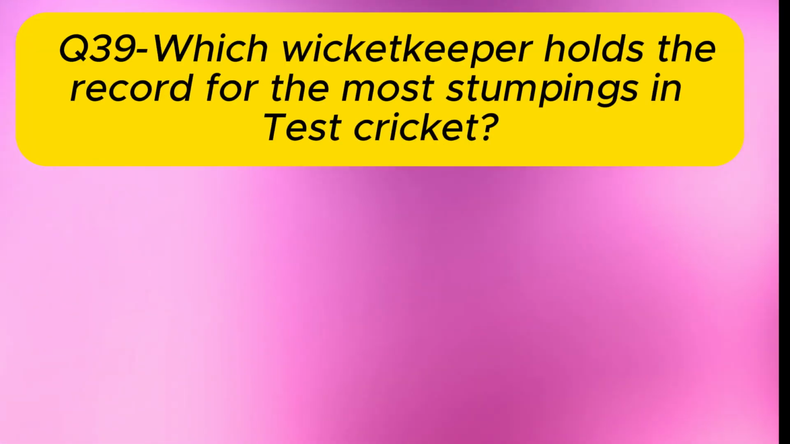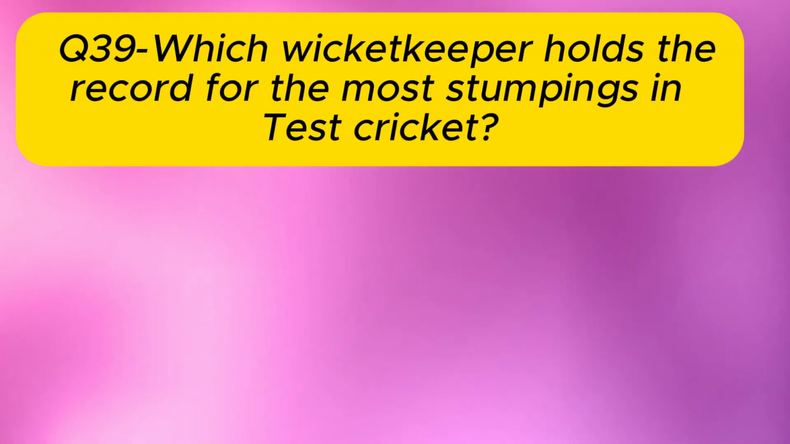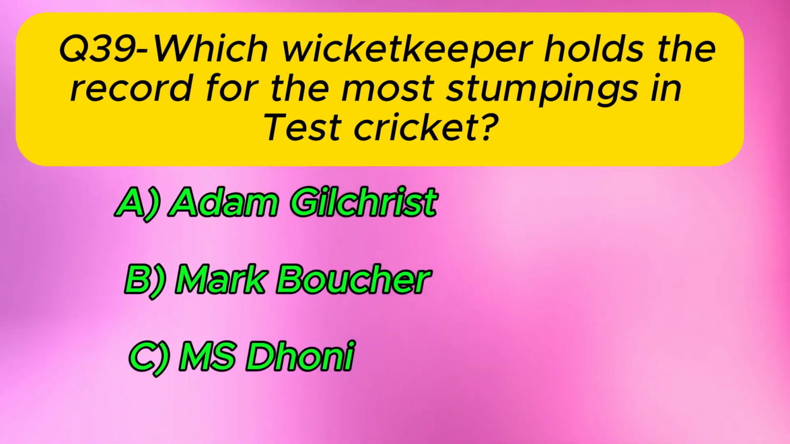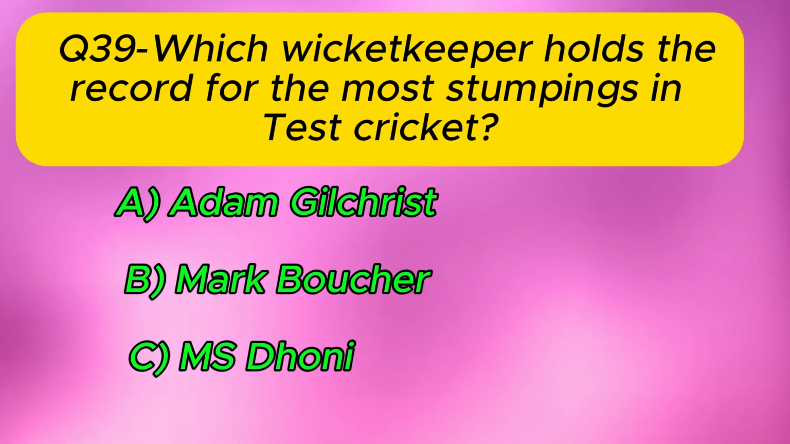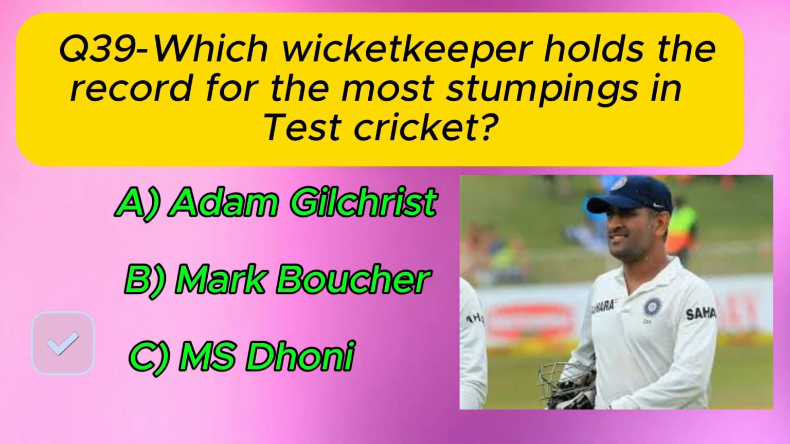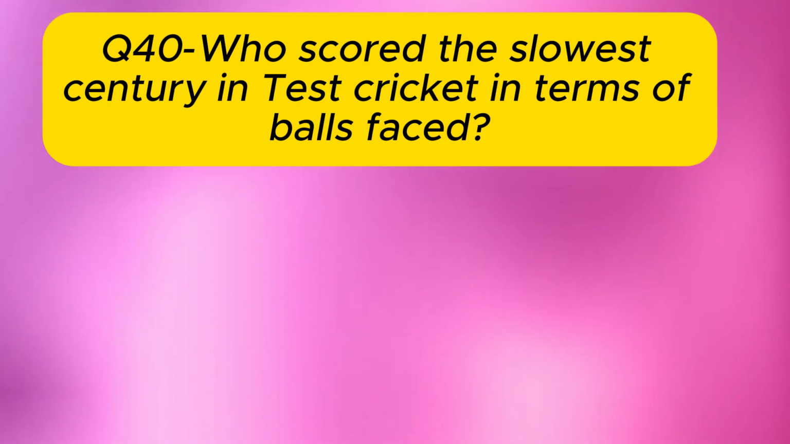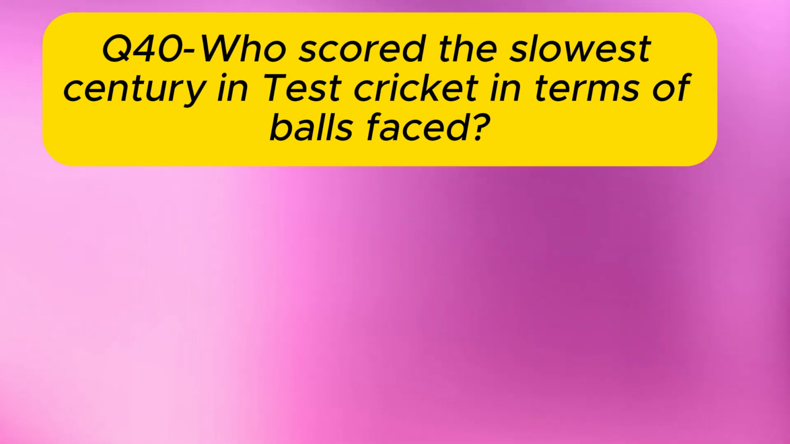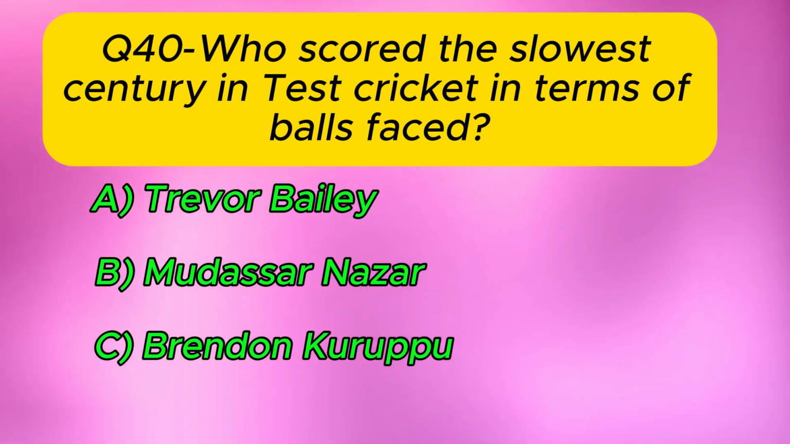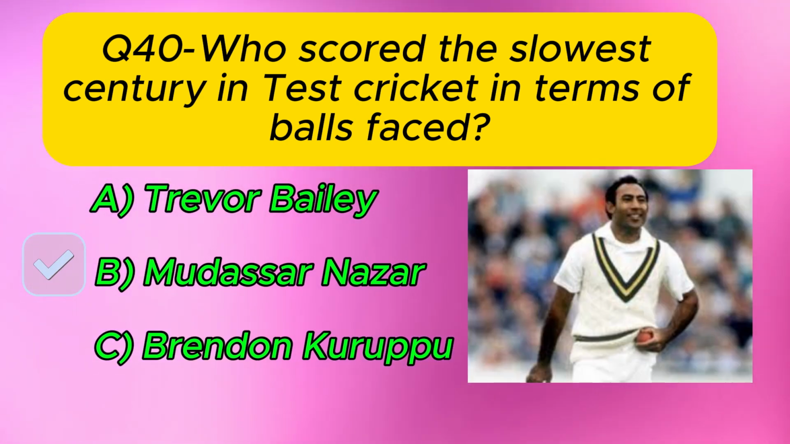Which wicket-keeper holds the record for the most stumpings in Test cricket? Correct answer is option C, MS Dhoni. Who scored the slowest century in Test cricket in terms of balls faced? Correct answer is option B, Mudassar Nazar.